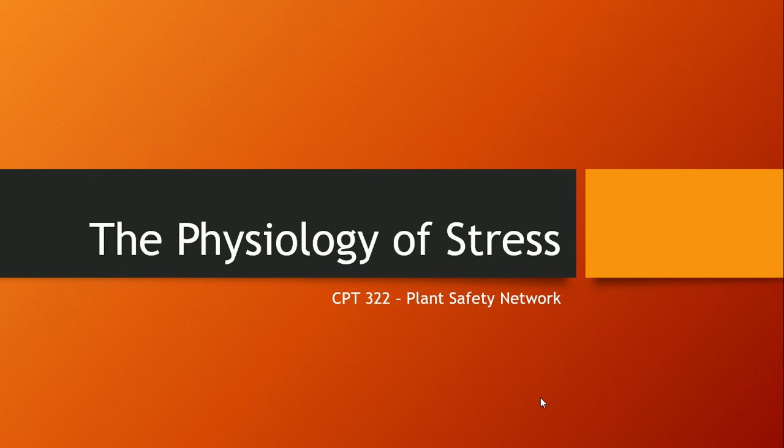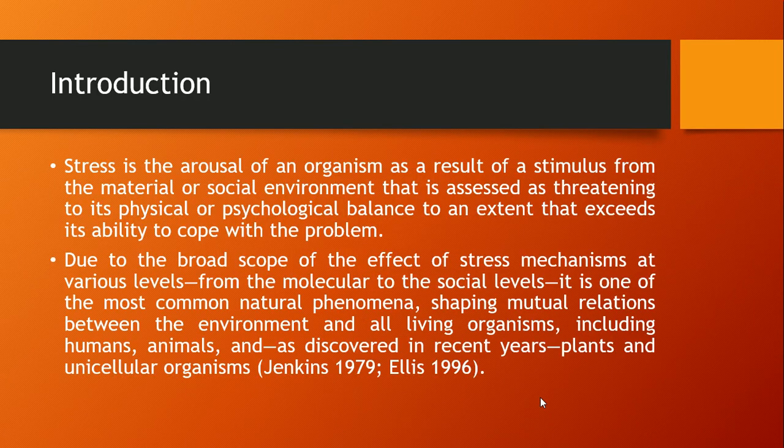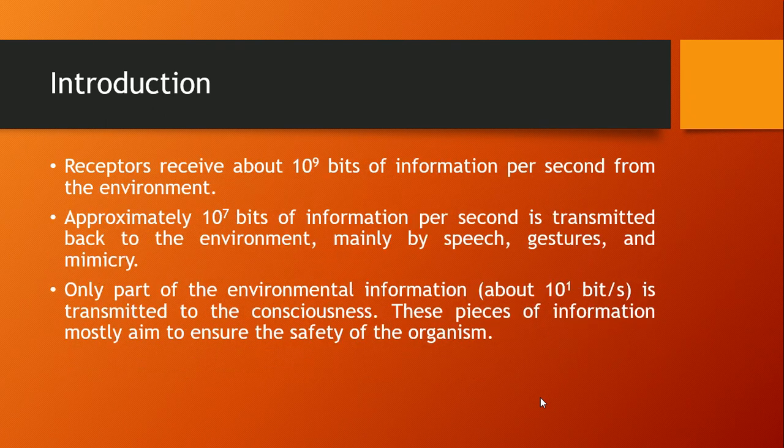Okay, so our lesson again is the physiology of stress. For the introduction, the definition of stress is the arousal of an organism as a result of a stimulus from the material or social environment that is assessed as threatening to its physical or psychological balance to an extent that exceeds its ability to cope with the problem. Due to the broad scope of the effect of stress mechanisms at various levels, from the molecular to the social levels, it is one of the most common natural phenomena shaping mutual relations between the environment and all living organisms, including humans, animals, and, as discovered in recent years, plants and unicellular organisms.